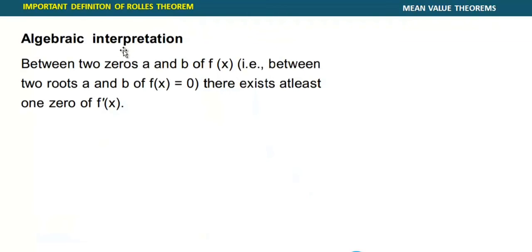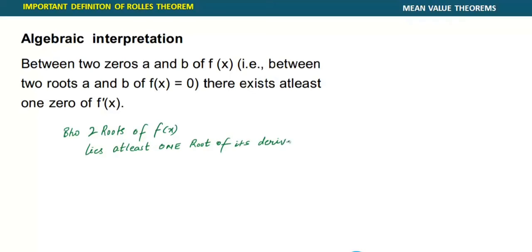Now let's take a very special case of Rolle's theorem, or in fact a very different interpretation of Rolle's theorem, which is very important for your engineering entrance examinations. It says between two zeros a and b of f(x), there exists at least one zero of f'(x). So if I have to simplify this, I can say that between two roots of f(x) lies, at least is the important word, at least one root of its derivative. This is the application of Rolle's theorem.